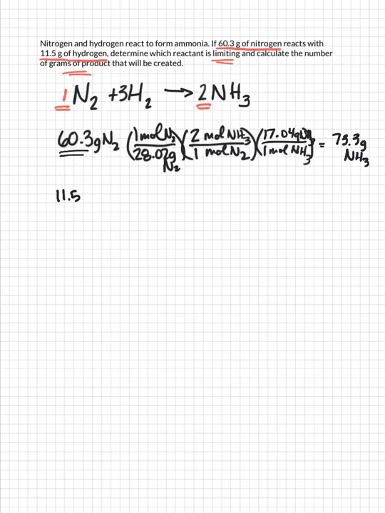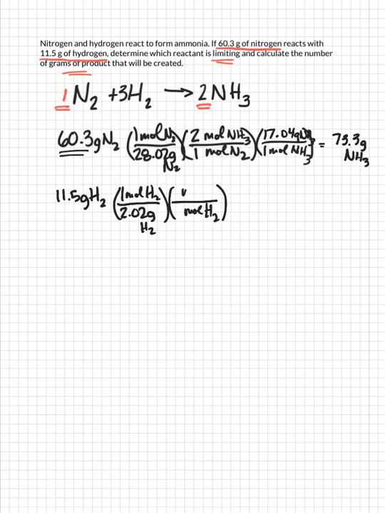This time, I'm going to start with my 11.5 grams of hydrogen. And I'm going to figure out how much ammonia would be made if I use all of the other reactant. So assuming I use all of my hydrogen, I set up a problem just like the last one. 2.02 grams of hydrogen for every 1 mole of hydrogen. I set up my mole ratio, moles of hydrogen to moles of ammonia, NH3. And my mole ratio this time is 2 moles of ammonia for every 3 moles of hydrogen. Again, these come right out of the balanced equation, right? 3 to 2 this time.